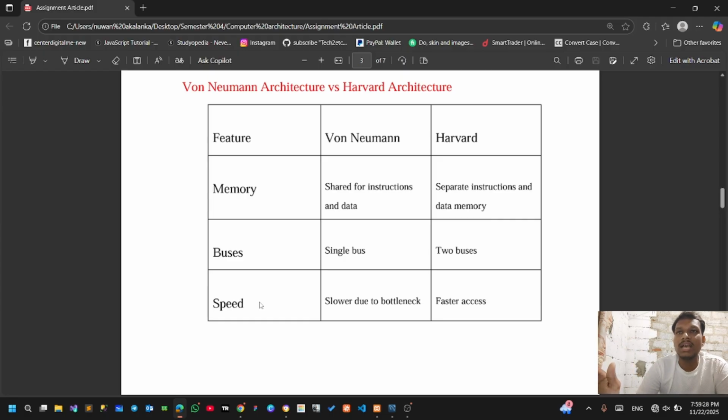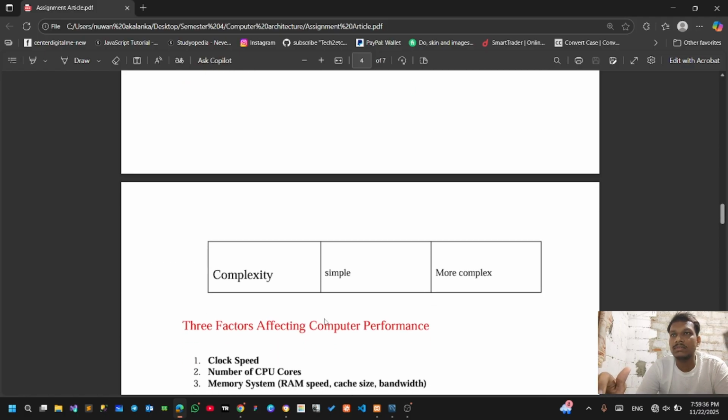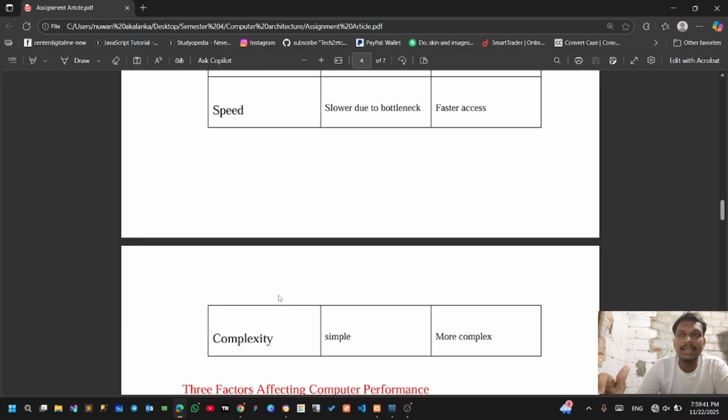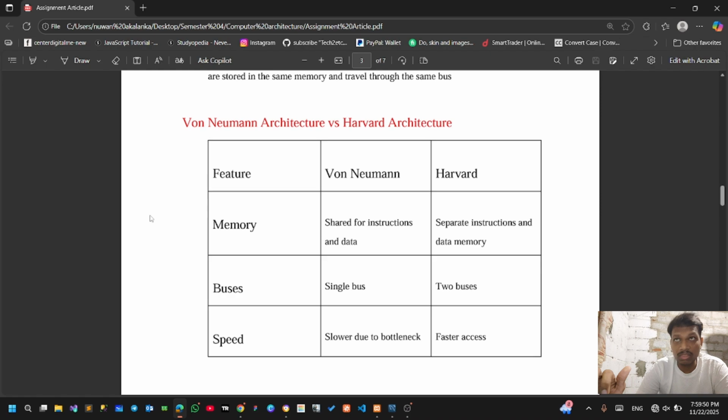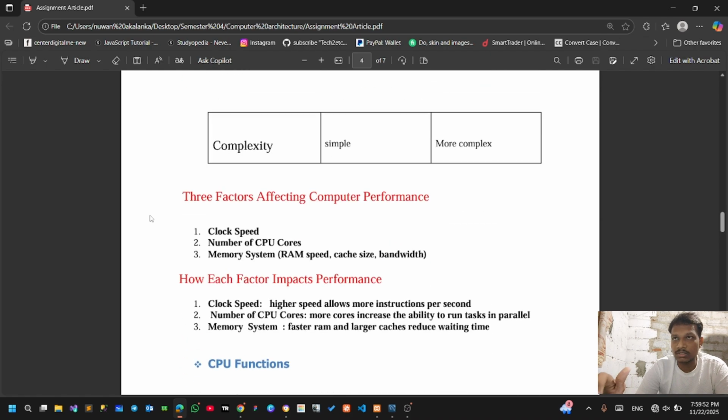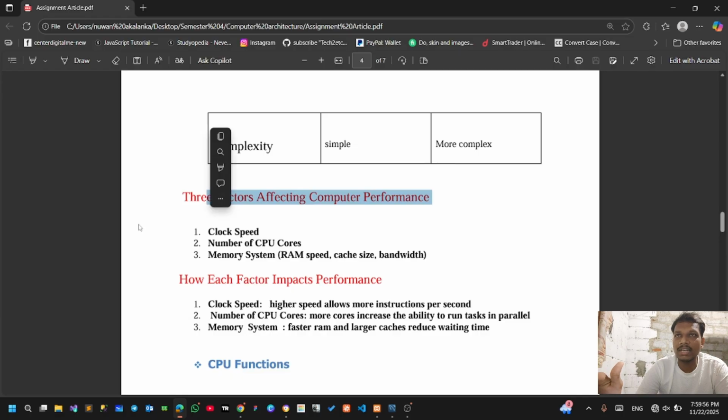According to speed, von Neumann is slower due to the bottleneck, and Harvard has faster access. According to complexity, von Neumann is simple, but Harvard architecture is more complex compared to von Neumann architecture. So next we discuss three factors affecting computer performance.